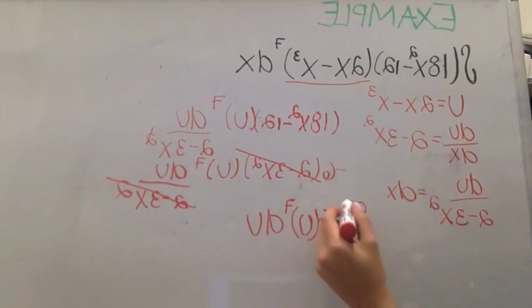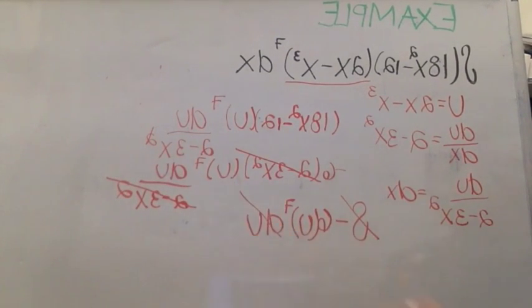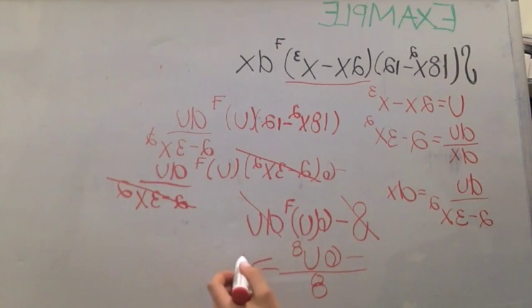So to integrate, we're going to remove this one, and the formula is n plus 1 over n plus 1. So we will have n plus 1, that is 8, over 8, that is our n plus 1. And here we can simplify the 6 and the 8. So we're going to divide both of them by 2. And the answer will be minus 3u to the power of 8 over 4.